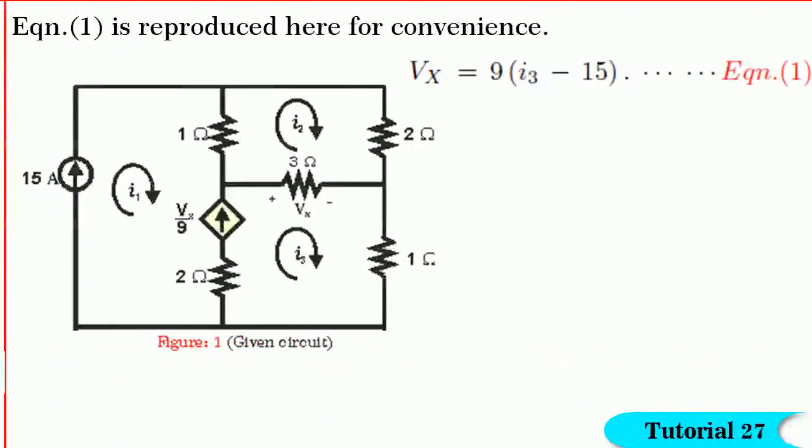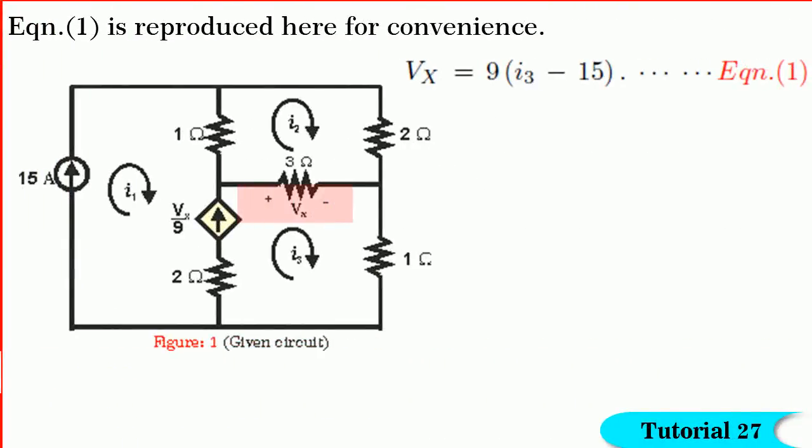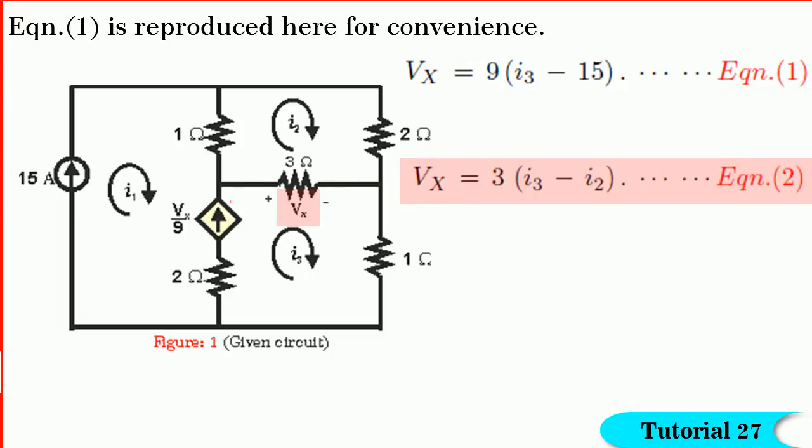But what is Vx? You find that Vx is the voltage drop across the 3 ohm resistance and the current through the 3 ohm resistance is I3 minus I2 amperes. Why I3 minus I2? You see that the polarity of voltage across 3 ohm is positive on the left hand side and negative on the right hand side. So, the true current in the 3 ohm resistance will flow from left to right. Therefore, Vx is equal to 3 into (I3 minus I2), let it be equation 2.